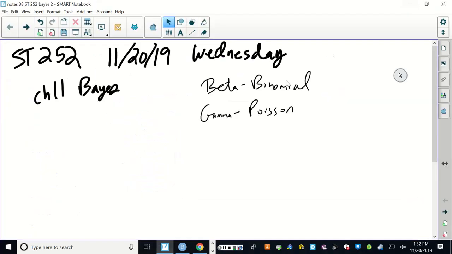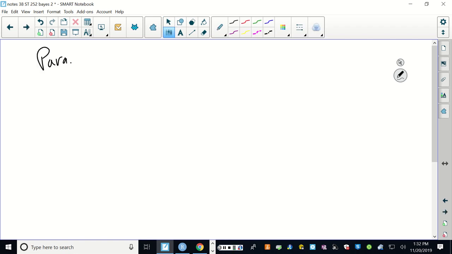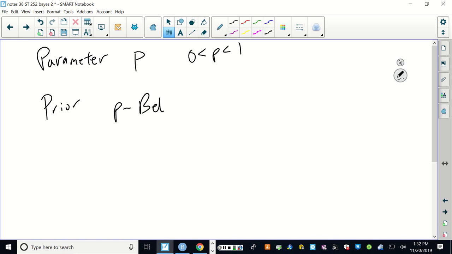And today we're going to talk about this. So we're going to review a little bit of this beta binomial and then look at a new case. In this beta binomial, we're interested in a proportion. So the parameter we're interested in is a proportion. It's between 0 and 1. It's a probability of success, a probability of something happening that we're interested in. The prior distribution we're going to use is that P has a beta distribution with parameters alpha and beta.